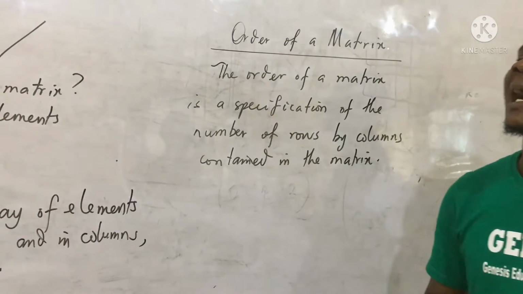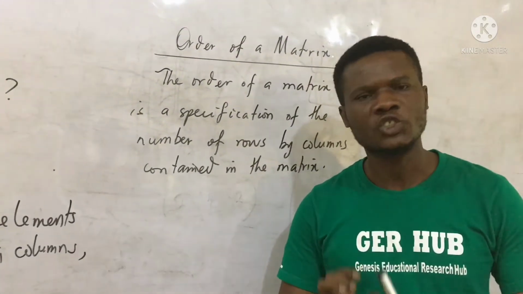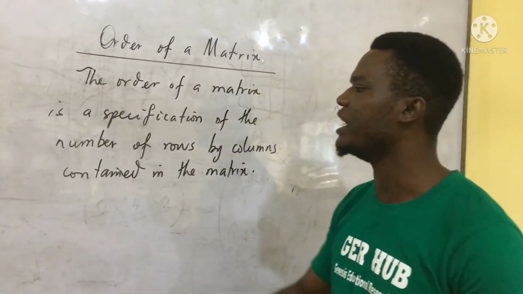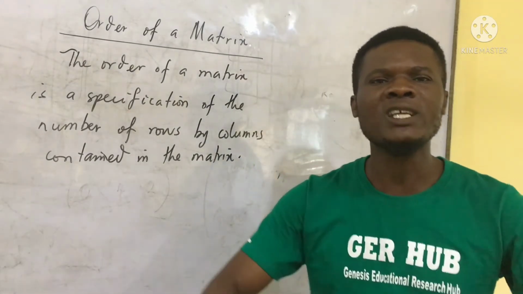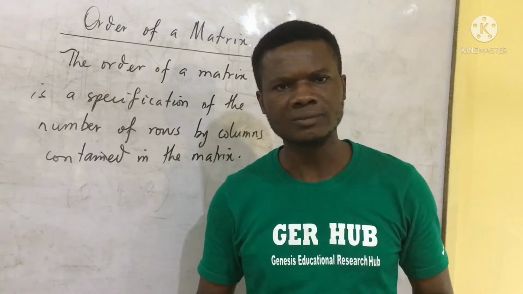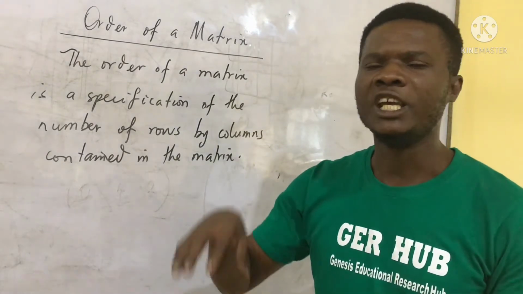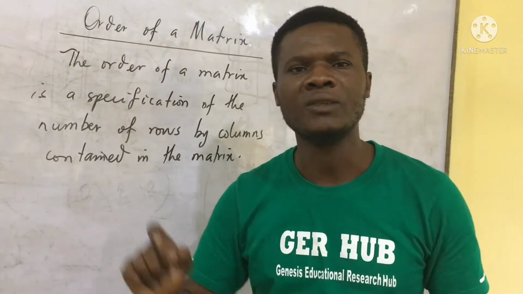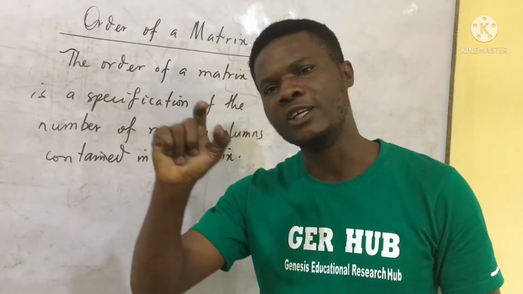Now, aside that definition on the order of a matrix, there is something else I want you to know, and it is very, very important, so please pay attention. I want you to know that even as we've defined the order of a matrix to be a specification of the number of rows by columns contained in a matrix, there is a convention. There is an agreed way of specifying the order of a matrix. Okay? So the question is, what is this conventional way for specifying the order of a matrix? In this topic, matrices, order of a matrix is specified starting with mentioning the number of rows and using a multiplication sign to represent by, followed by the number of columns.